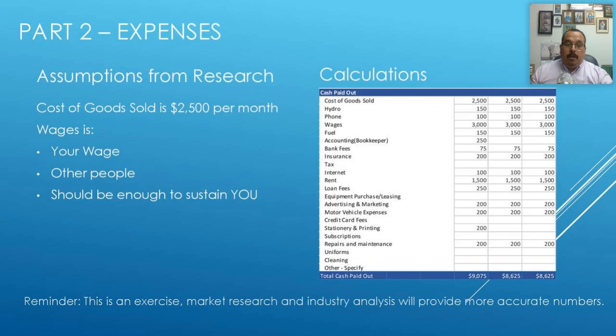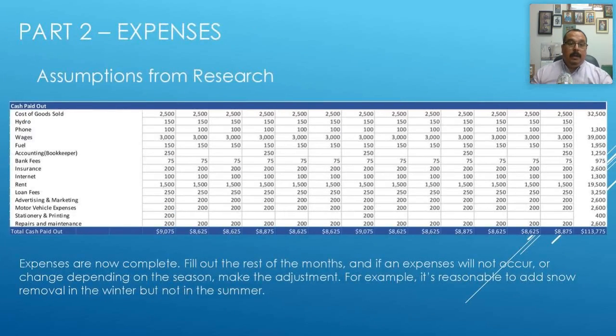Now, I need to put that reminder in a couple of times: this is an exercise. Market research and industry analysis will provide much more accurate numbers as part of your business plan. I don't have a business plan when generating this. I'm generating it based on my personal experience with a lot of these types of businesses, and it's just for demonstration purposes only. So our expenses are there. The assumptions from research created the expense portion to marry to the revenue portion. So the expenses are now complete.